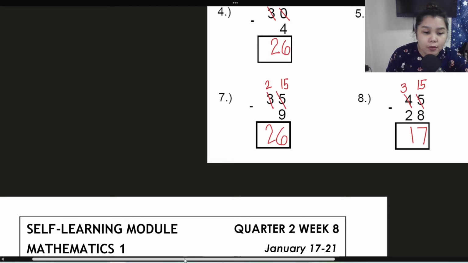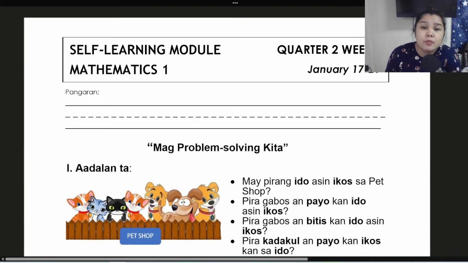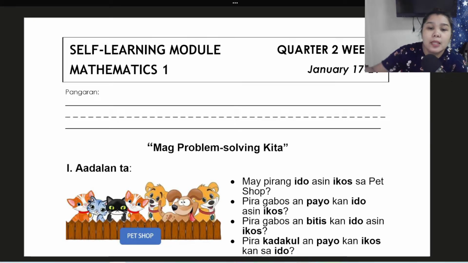Okay, now, let's proceed with week 8. Mag-problem solving kita. Why did I start with review? So that even if you are on our last part of subtraction, still you can remember how to get the answer and also solve word problems.